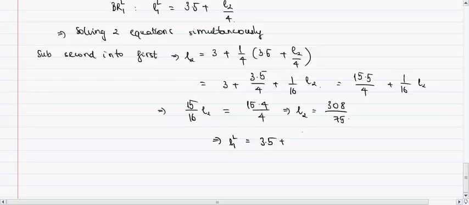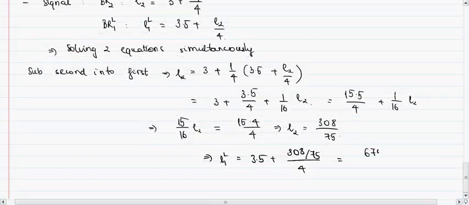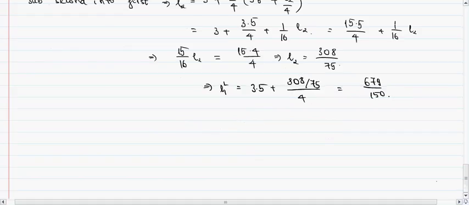Plus L2 divided by 4, which is 308 on 75 and everything divided by 4. So that is going to be 679 on 150. Alright, so that is the values of L1 and L2.